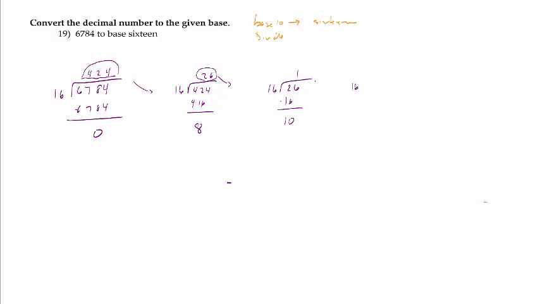So now I got 16 into 1. Well, that'll go into there 0 times. This tells me that this is going to be my last round. So 0 times 16 is 0, and my remainder is 1. So I'm going to stop here.